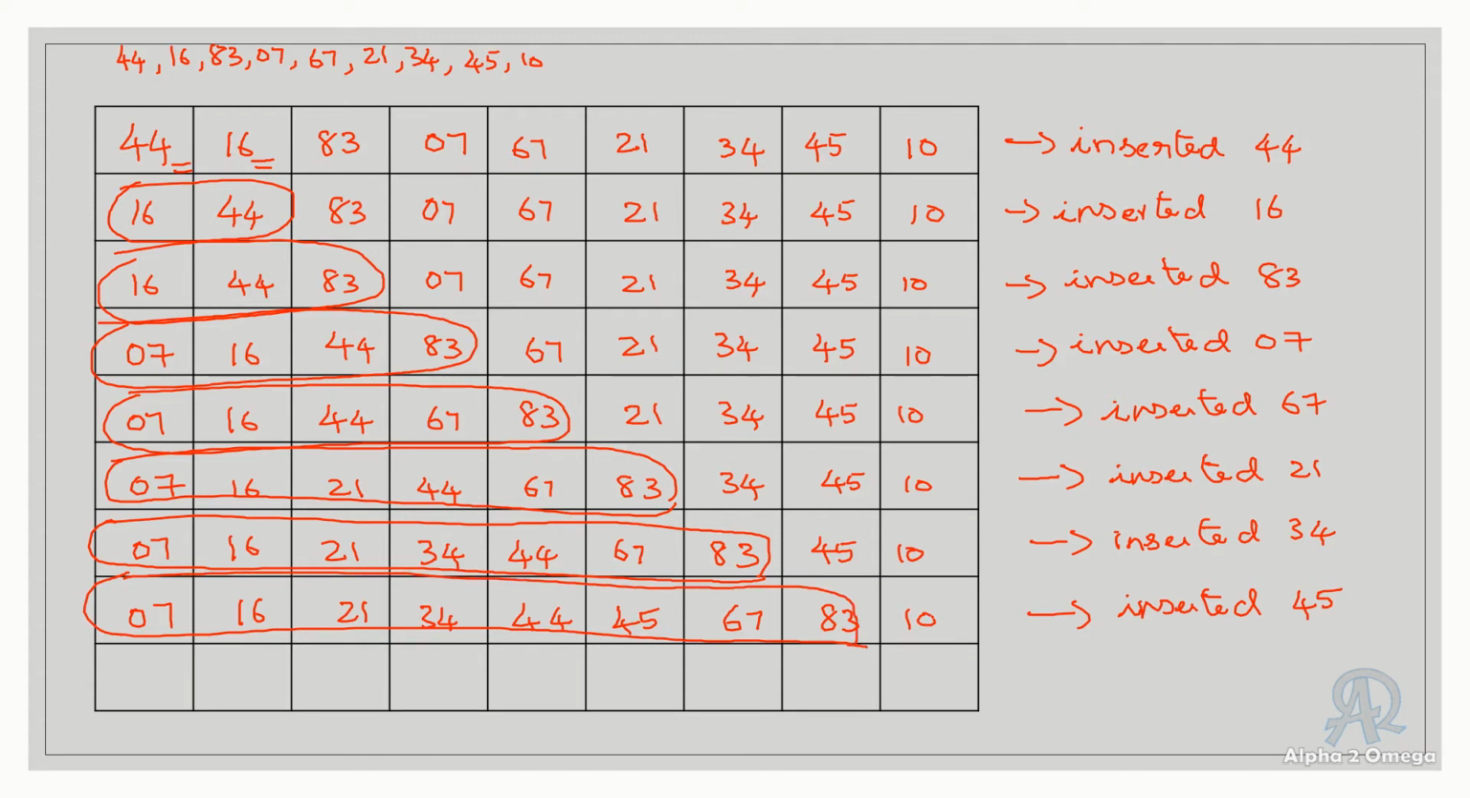Okay, now the 10 is going to check. It will check fully in the sorted order. Where can 10 be placed? 10 can come between 7 and 16. So 7, 10, that's all, and everything else will be pushed: 16, 21, 34, 44, 45, 67, 83. That's all. Okay, so finally we have inserted 10 also. That's all. Okay, yes, can you see the sorted one now?